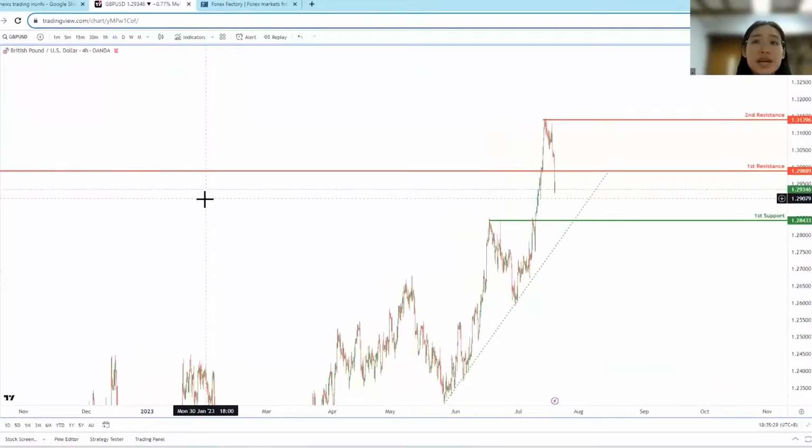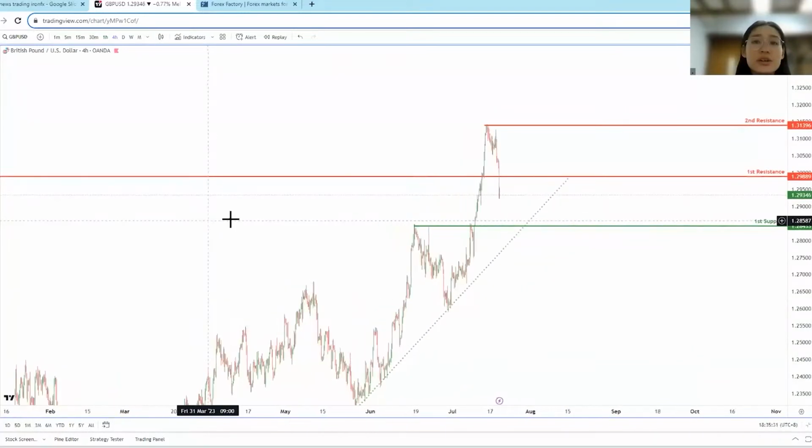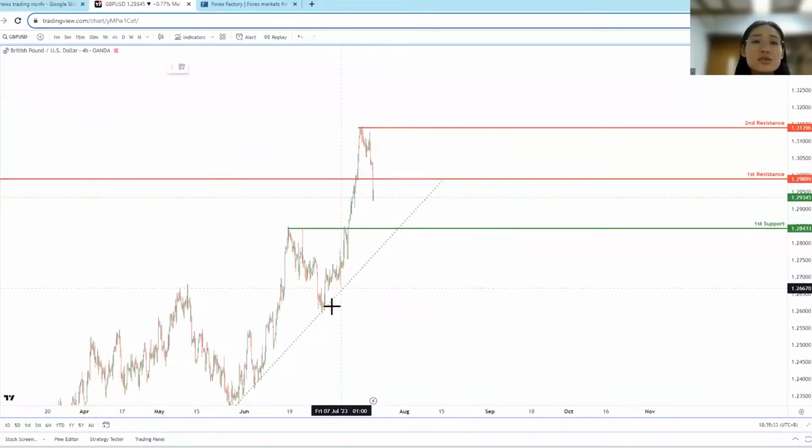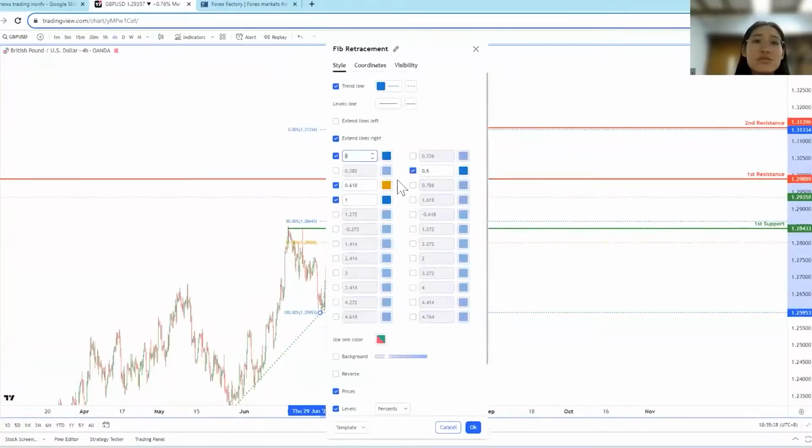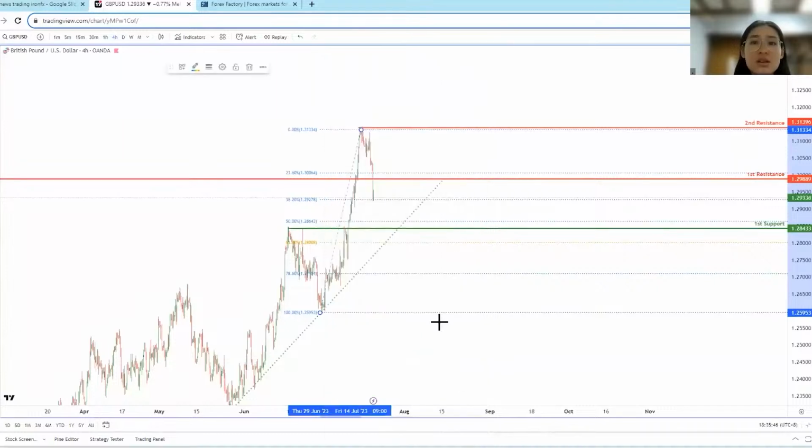Now that we have that, I'm going to go in with some Fibonacci levels. So here I have a Fibonacci retracement first. And for Fibonacci retracement, we are using these 5 levels: 23.6, 38.2, 50%, 61.8, and 78.6.